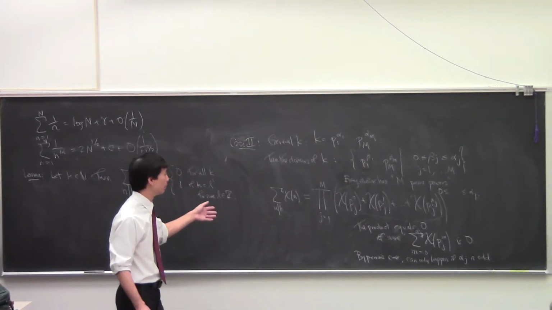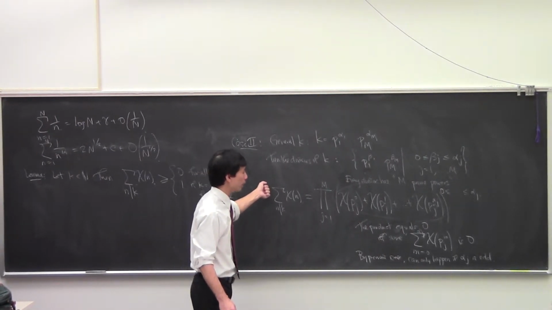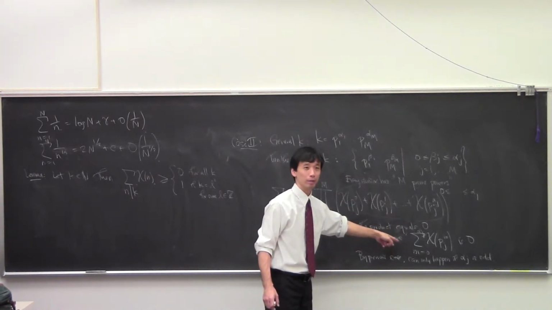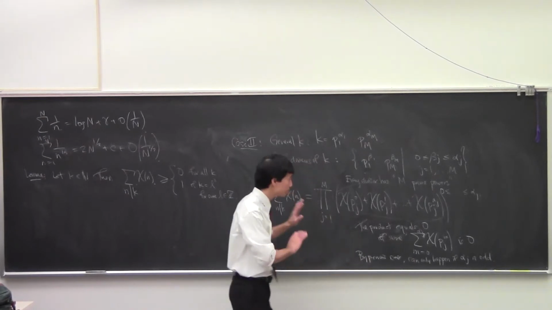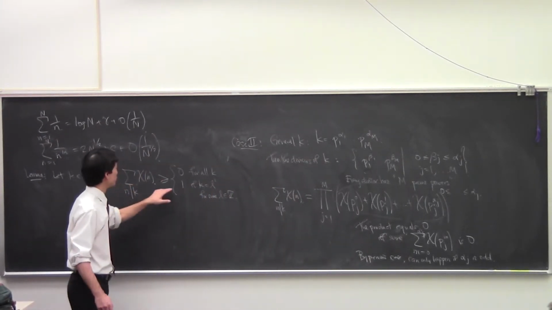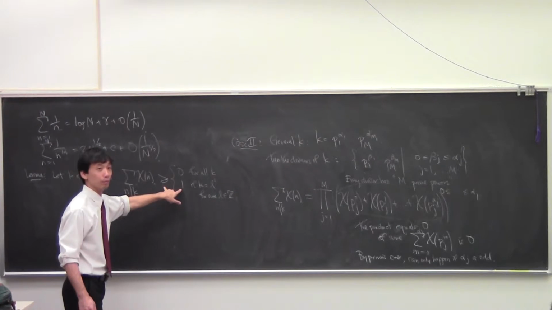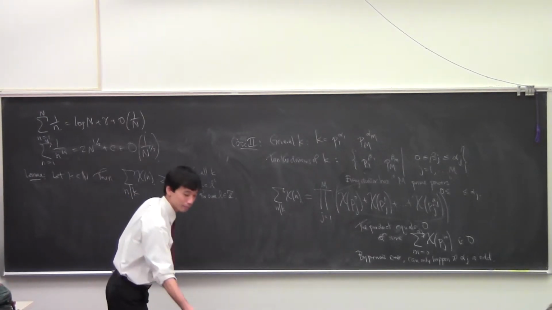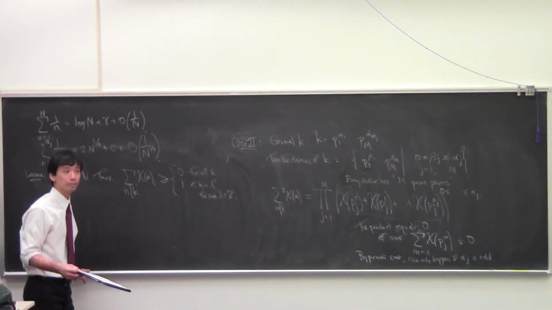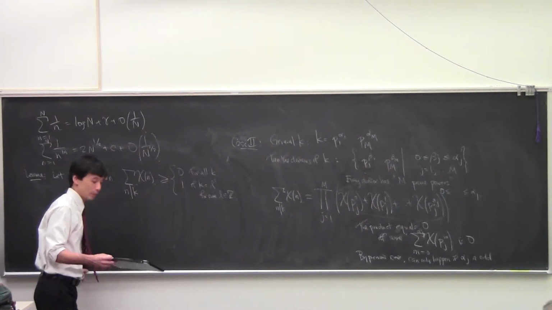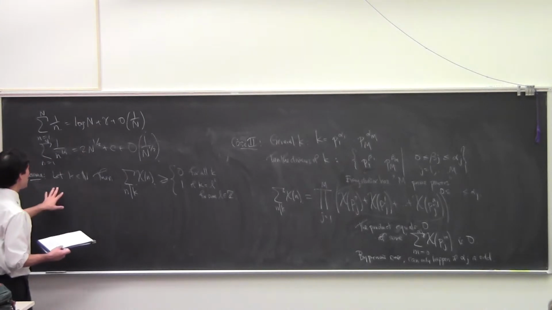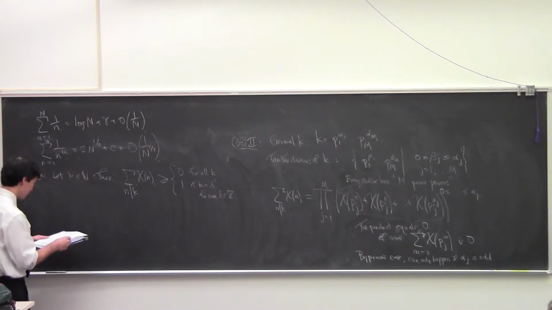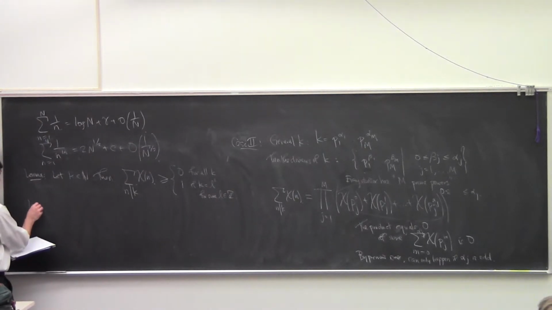So if the thing is a square, you're not going to have any odd powers in it, and so you're not going to get 0. So if the thing is a square, you're guaranteed that this thing is bigger than or equal to 1. That's the first lemma. Okay. The second lemma.